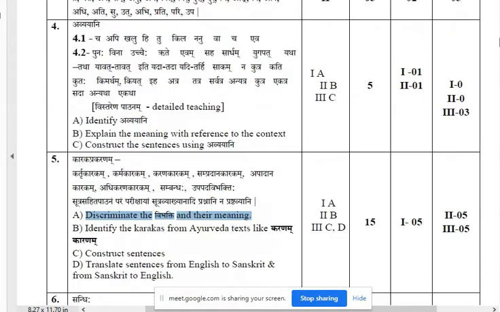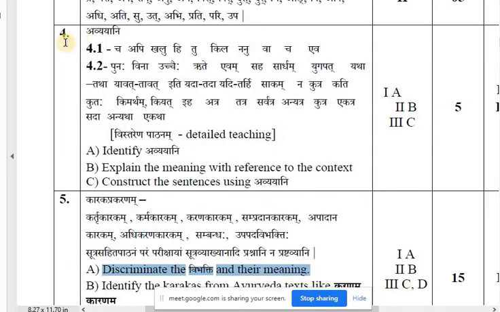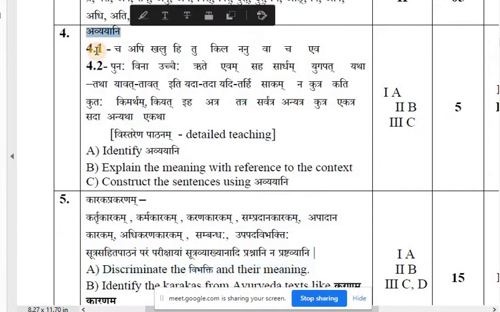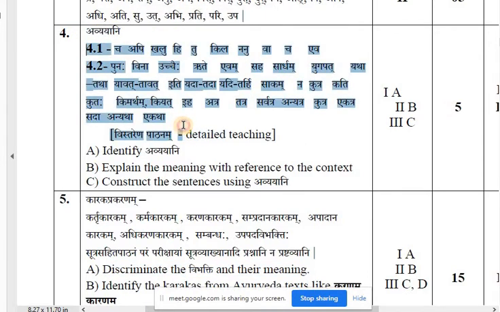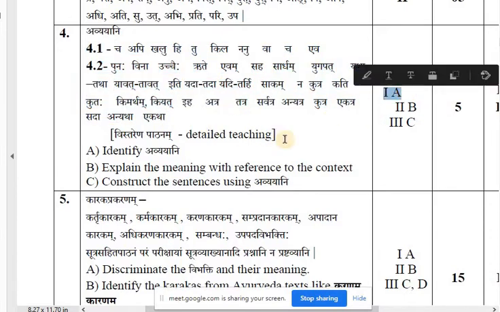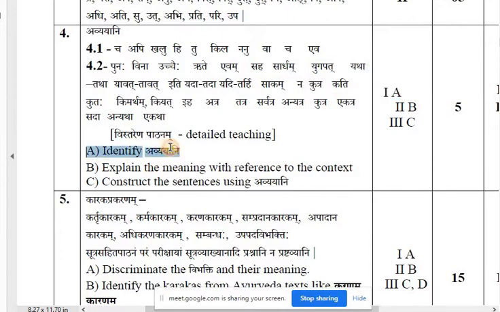Actually, this is paper number 1. Here you see, I hope the screen is visible to you clearly. In this paper number 1, topic number 4, we discussed Avyayani. I will not send you the material for this because, here, if you can see, term 1A part is there. Now what is there in A? Identify Avyayani. So these are Avyayani.